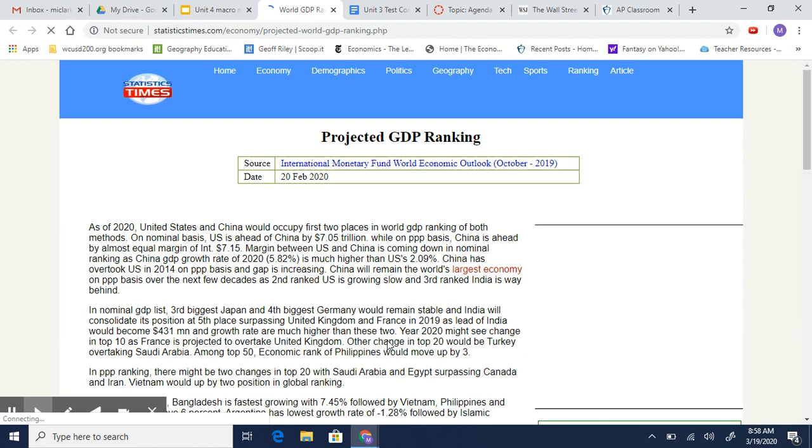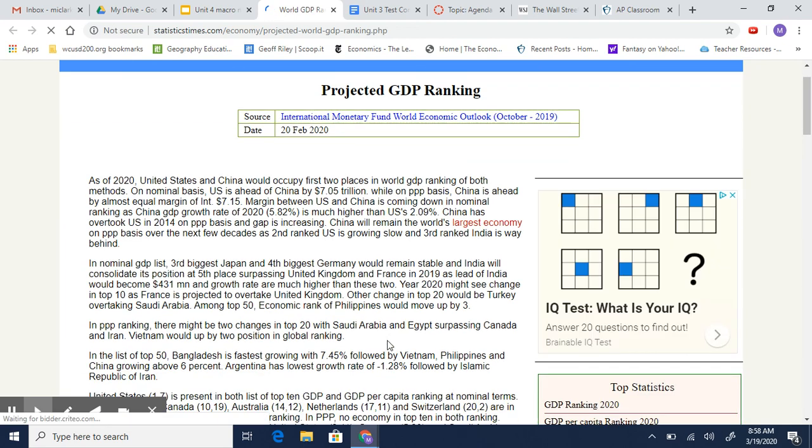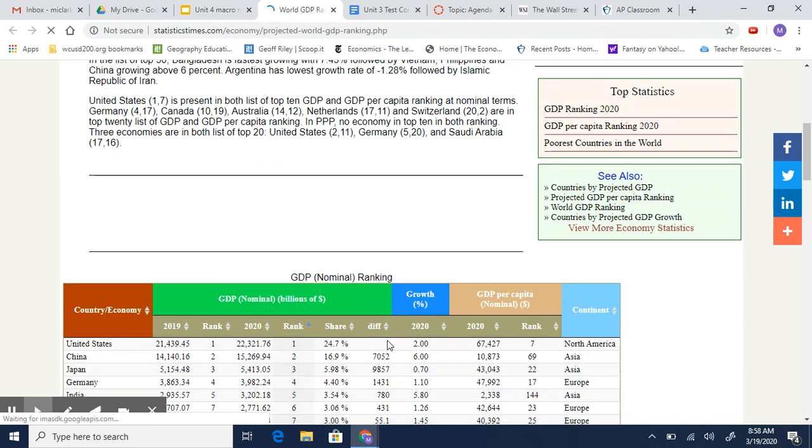Here's the world GDP rankings, if you're wondering. You might be thinking, who's in the top five? Well, here you go.